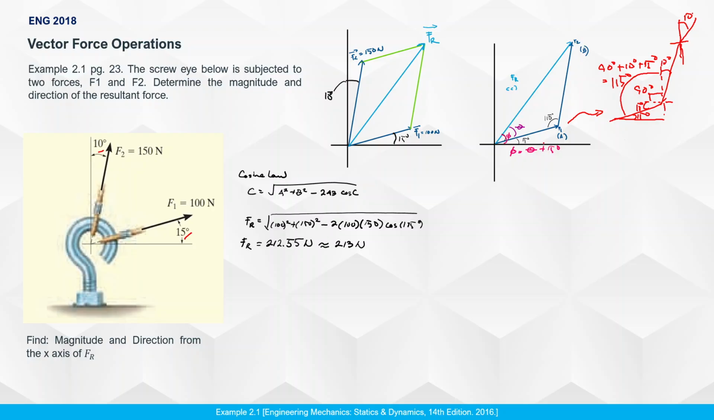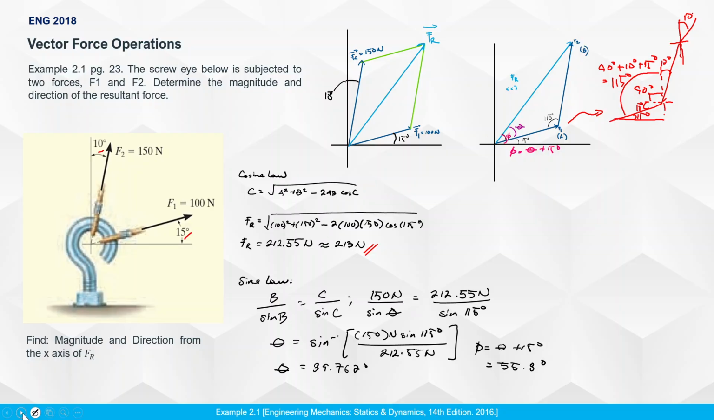So when we apply the cosine law, we will get this one. FR equals the square root of the sum of the squares of 100 and 150 minus the product of 2, 100, 150, and cosine 115 degrees. And we get 212.55 or 213 newtons. That's one. Next, to get the angle theta, we simply use the sine law.